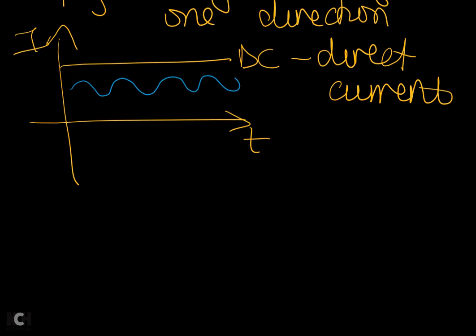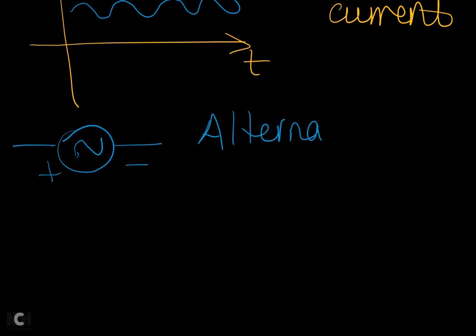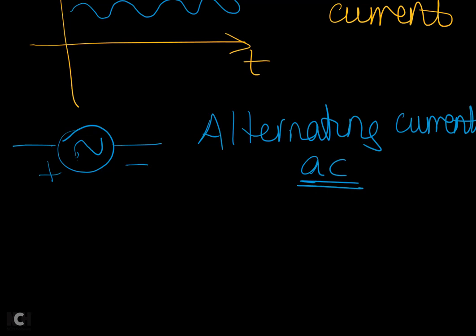Now, conversely, we can have an alternating current, and that is symbolized by a circle with what we call a sine wave, a small sine wave. What these sources do, we call them an alternating source, and what they produce is an alternating current. And that is symbolized by the acronym AC. Now here, the current has two directions, so it is bidirectional. So here you will find that this is positive, this is negative.